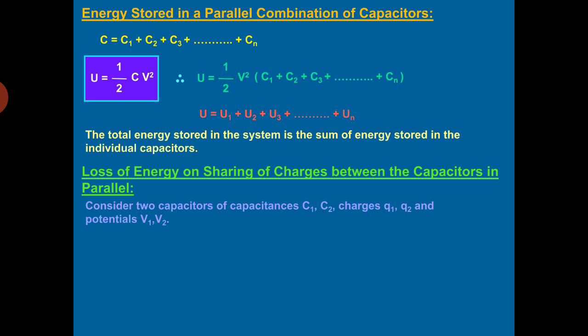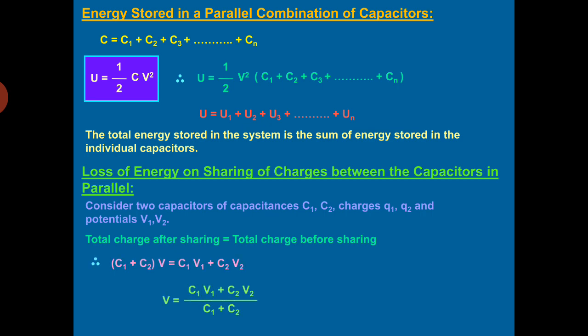Obviously, no charge is lost in the process of sharing of charges by the two capacitors. So it means total charge after sharing is equal to the total charge before sharing. Now what is the total charge after sharing? If we take common potential to be capital V, then we can write (C1 + C2) multiplied by V is equal to what? C1V1 + C2V2.